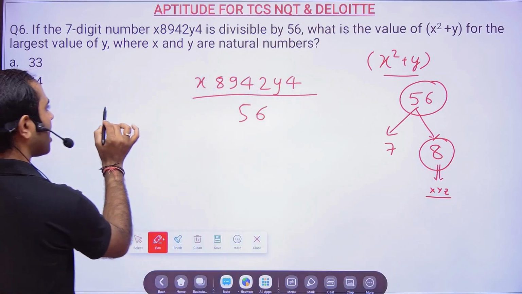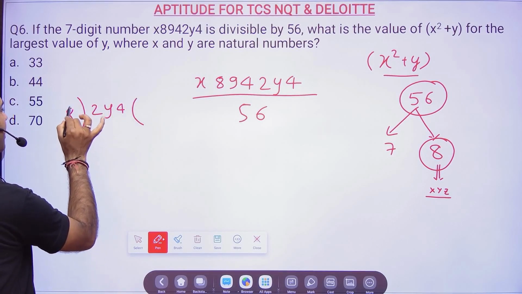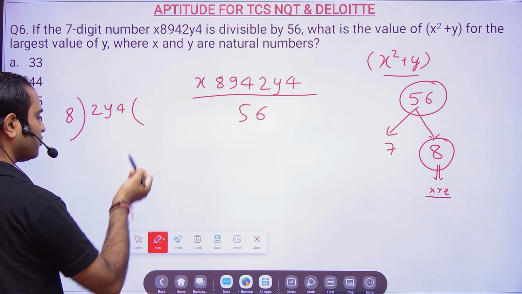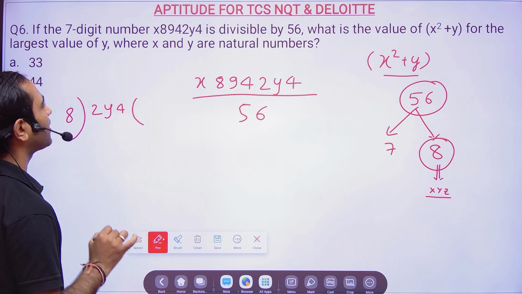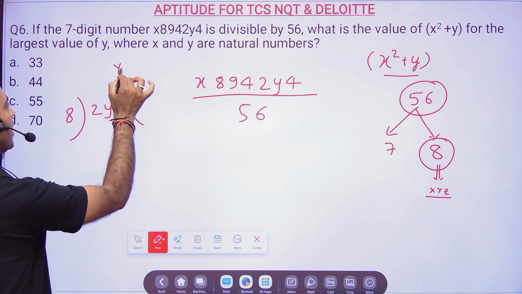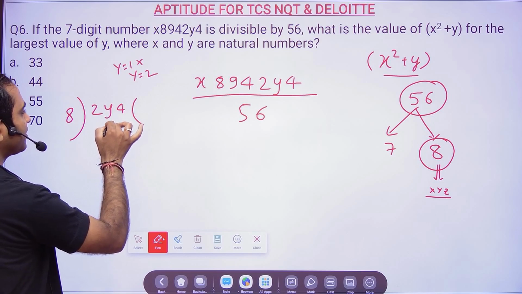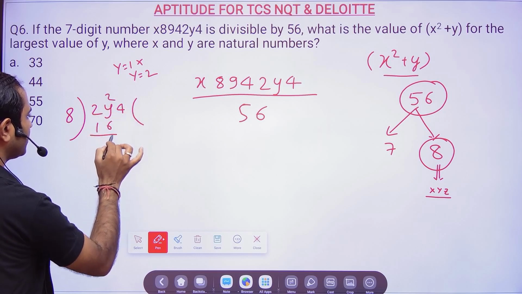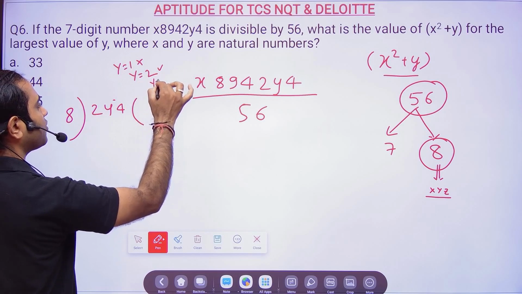Now, the last 3 digits are 2y4. If it has to be divisible by 8, then the y values will start taking. If you take 0, I mean you have to take natural numbers. So 1, no. y 2: 8 2s are 16, so if you take 2 here, then this will be divisible. Okay, so y = 2 we can take, but anyway we have to take the largest value.